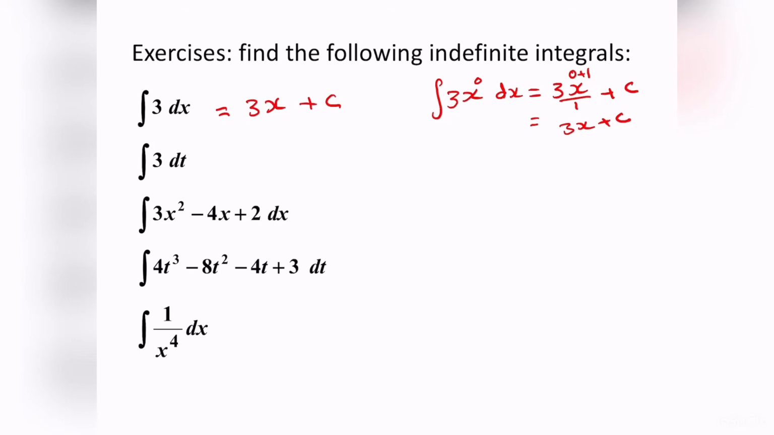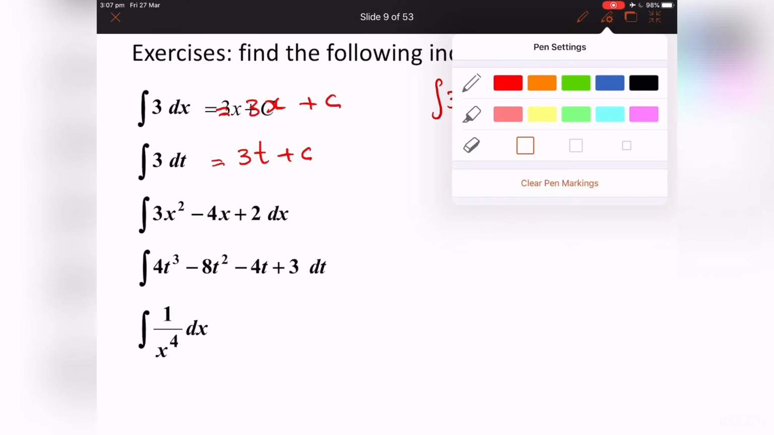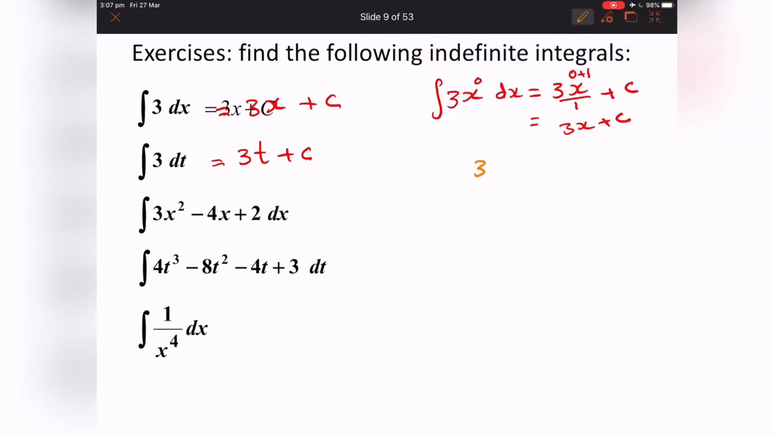Same thing here. The next one is the integral of 3 dt. That means we are integrating with respect to t. So in this case, I would expect my answer to be 3t plus c. And again, it's like 3t to the power 0, and it's dt, and when you integrate it, it's 3t to the power 0 plus 1 divided by 1, which is 3t plus c.